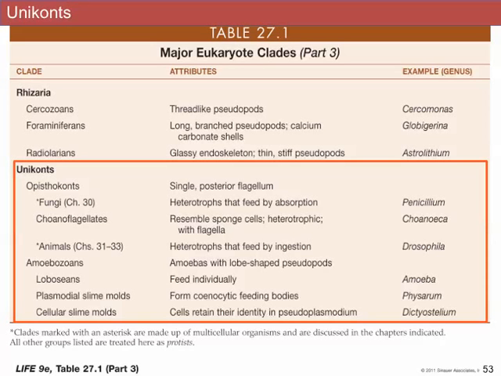Fungi and animals are in the Unikonts. We will talk about those more later in the class. Fungi and animals are in this subgroup called the Opisthokonts. And you will see from this tree that there's one lineage here, the Choanoflagellates, that is actually the sister group to animals. In essence, more closely related to animals than any other group on the planet.